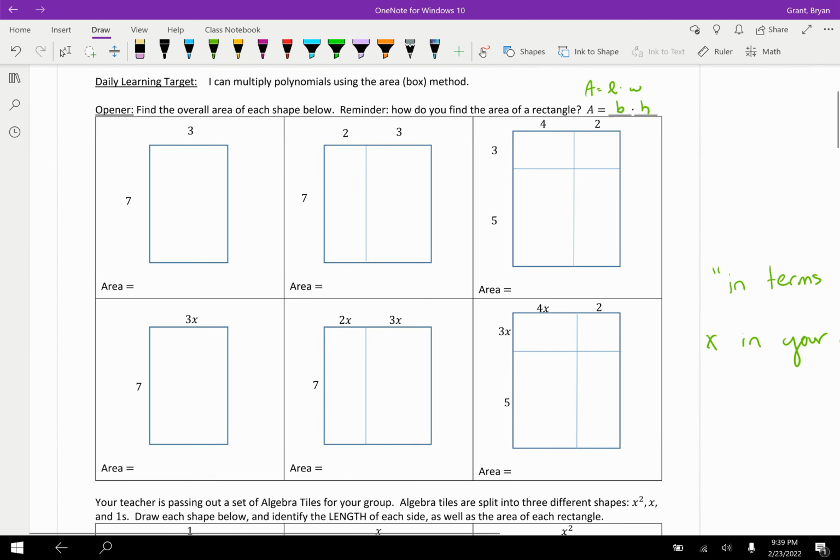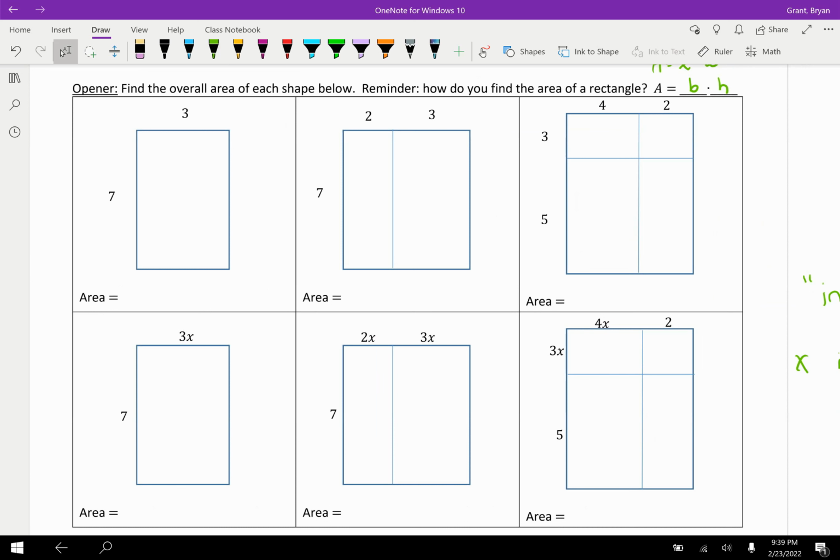All right, so go ahead and pause this video, work the opener, chat with each other, take a few minutes, and then once you're comfortable or once you reach a stopping point, unpause the video and we'll see how you did. Ready, set, go.